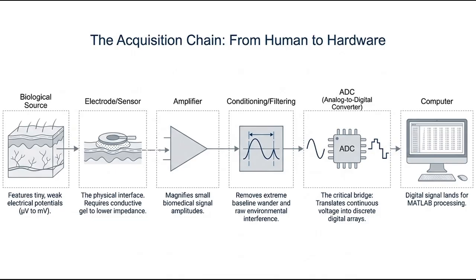Now, this is basically a repetitive slide. We have already discussed this slide. I will only talk about the amplifier, the conditioning and filtering, and the ADC, or analog to digital converter. Now, these three are important.